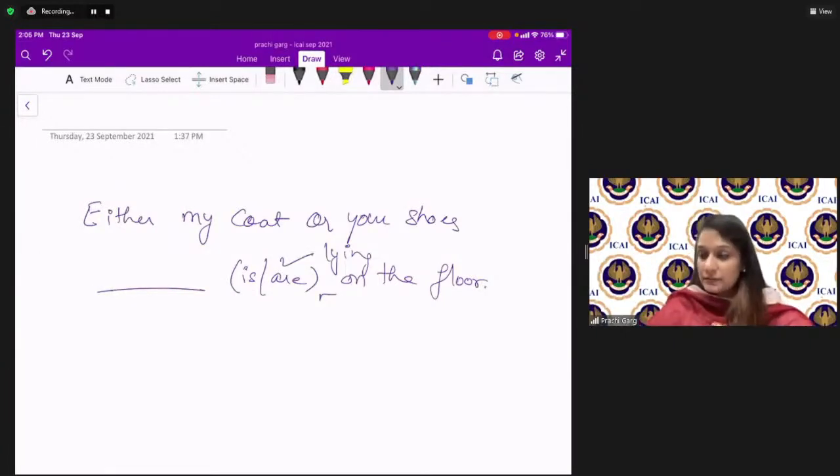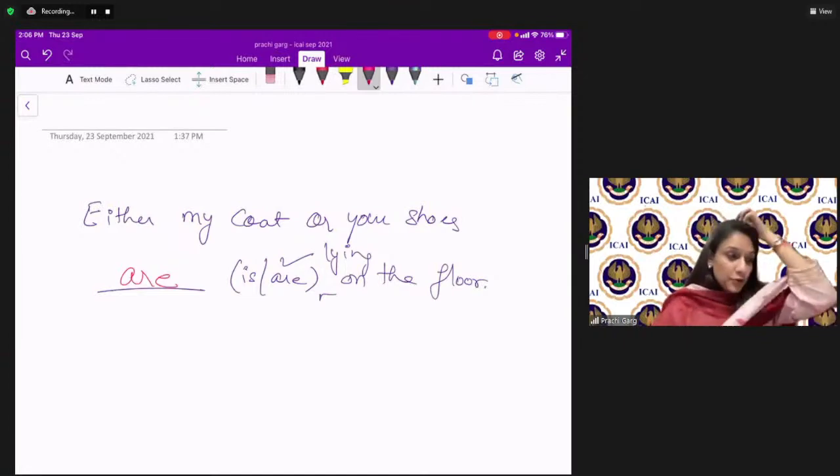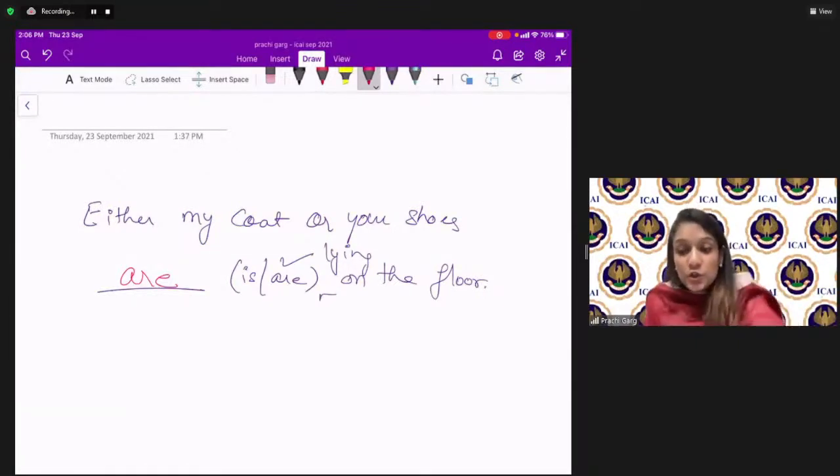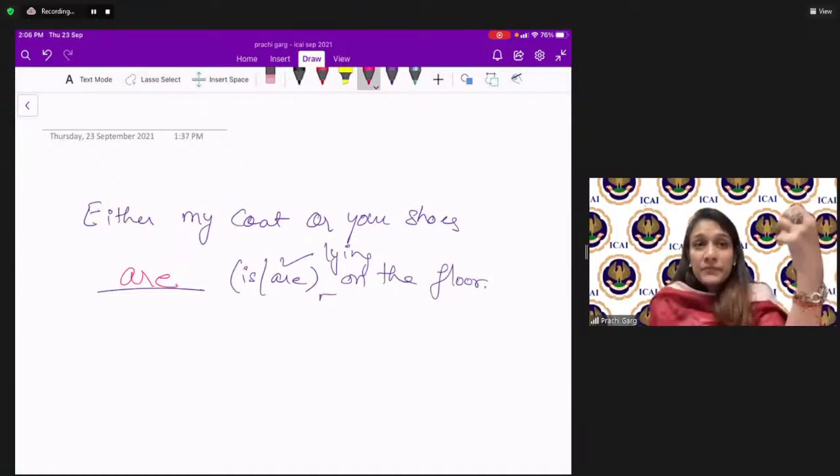are. Now, why are here? If you look at page number 2.14 and your rule number 13: if one subject is singular and the other is plural, and the words are connected by or, nor, neither nor, either or, not only but also, use the verb of the subject that is nearest to the verb. Shoes is not a singular word. Shoes is plural. So we will be using the plural form of the verb. I told you yesterday also, something like pants, scissors, shoes, these are plural words, not singular words.